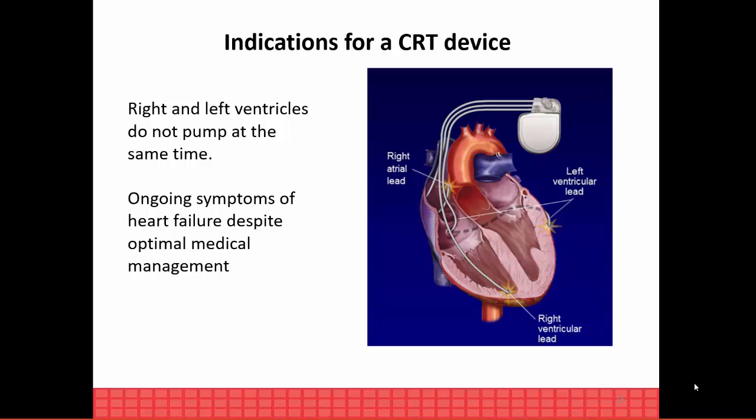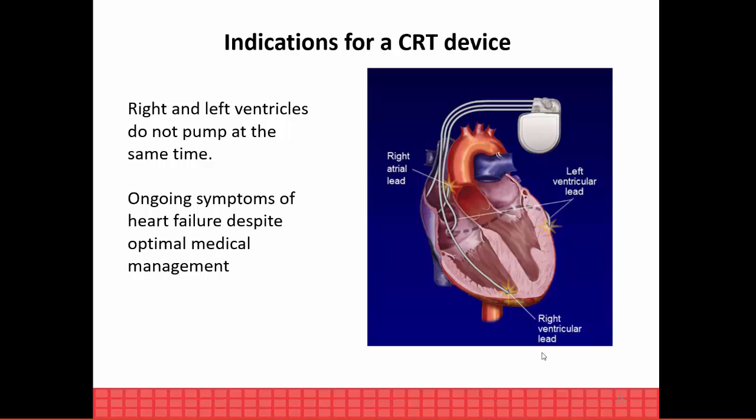That lead is positioned so that the right and the left ventricle can contract at the same time. So an indication for a CRT device, these patients have had medical therapy optimized, and they are still having symptoms. So we want to go ahead and put in this device to hopefully bring their QRS to a near normal duration. And this will help improve contraction and forward flow.